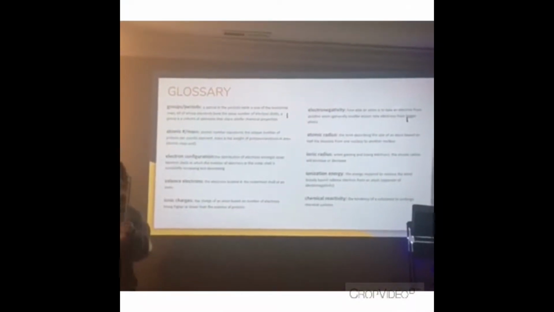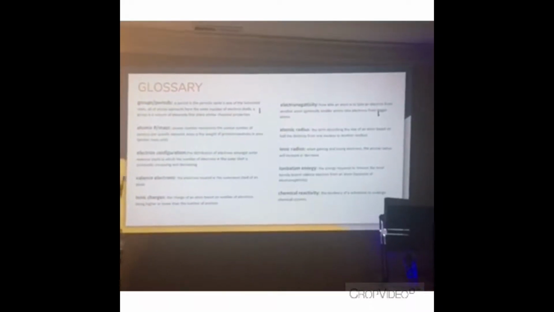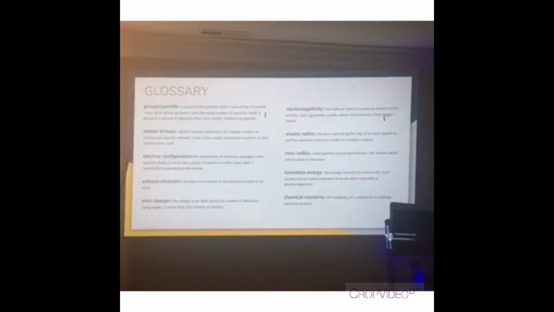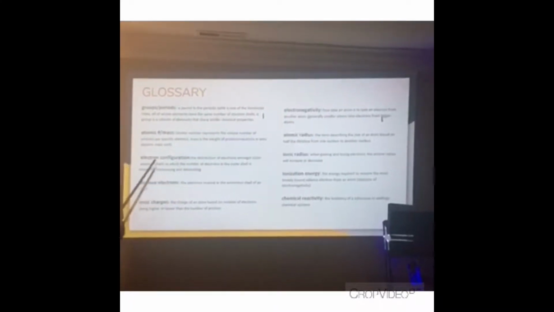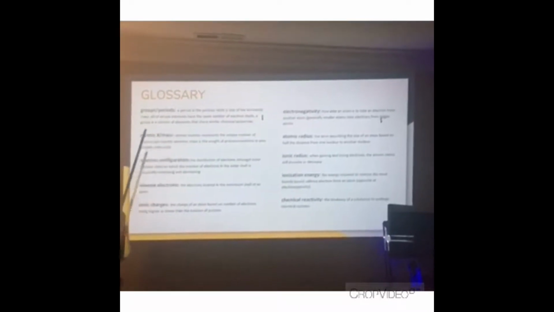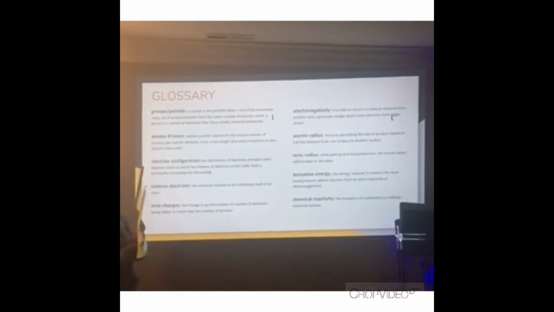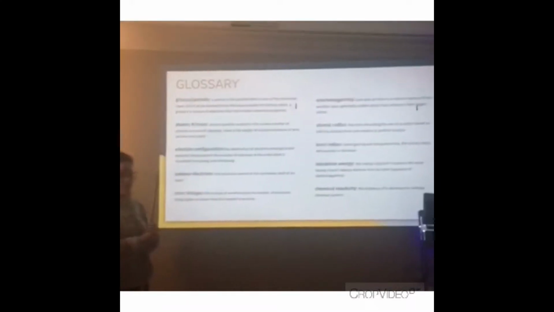Alright, a period in the periodic table is one of the horizontal rows, all of whose elements have the same number of electron shells. A group is a column of elements that share similar chemical properties. The atomic number represents the unique number of protons per specific element. Mass is the weight of protons and neutrons in AMU, which is atomic mass unit.